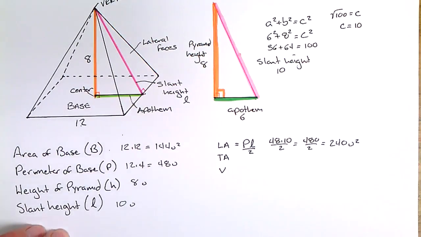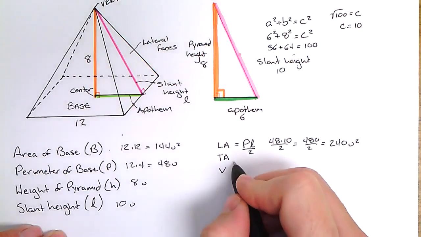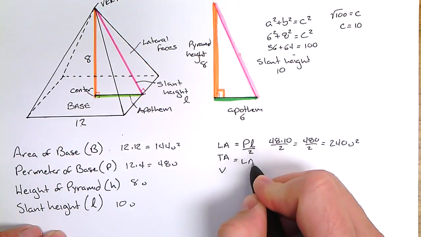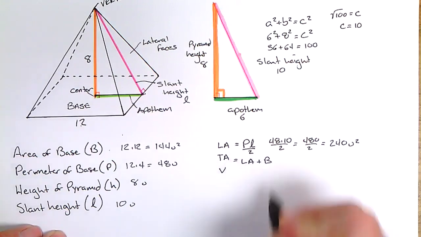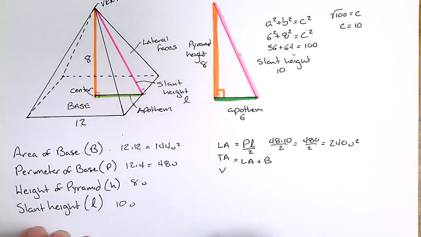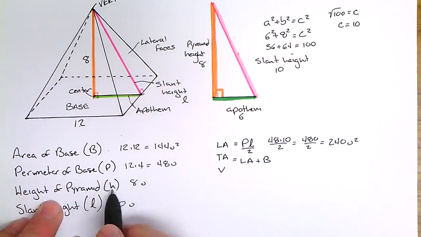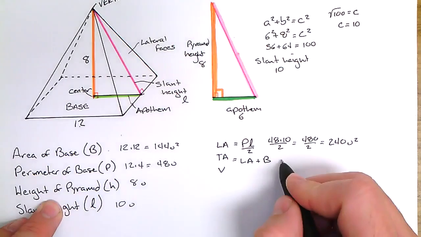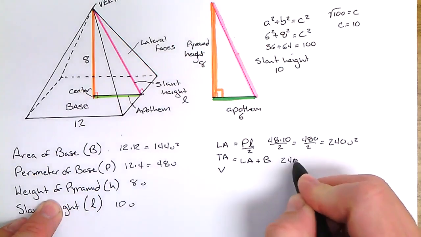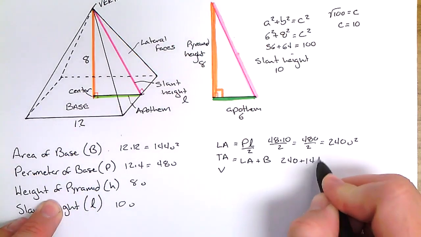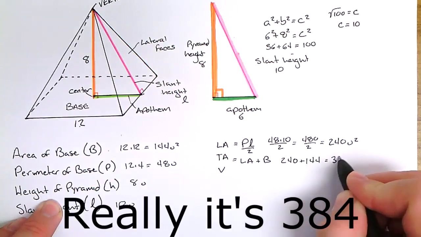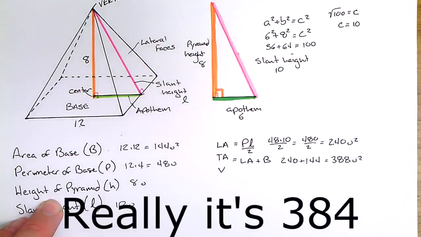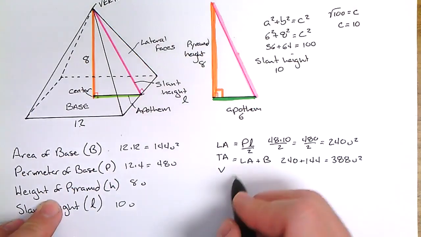Now our total area is very simply the lateral area plus the area of the base. So area of the base, 144. We already have our lateral area of 240. So 240 plus 144, 384 units squared.